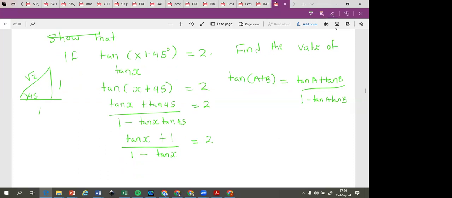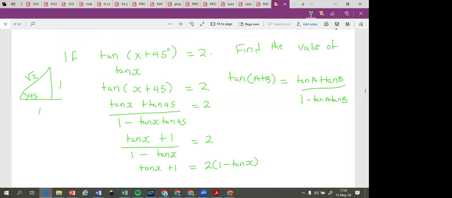Now, what are you going to do? Once you reach this point, you can cross multiply. So when I cross multiply, I'll have tan x plus 1. Excuse me, teacher. The question is not clear.